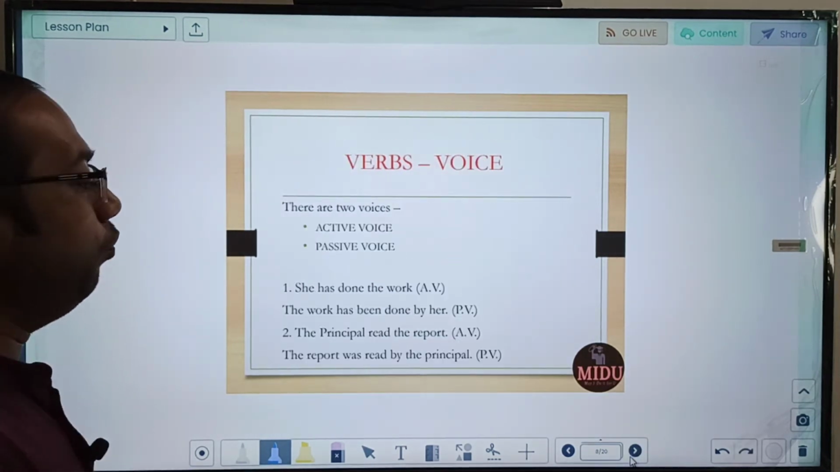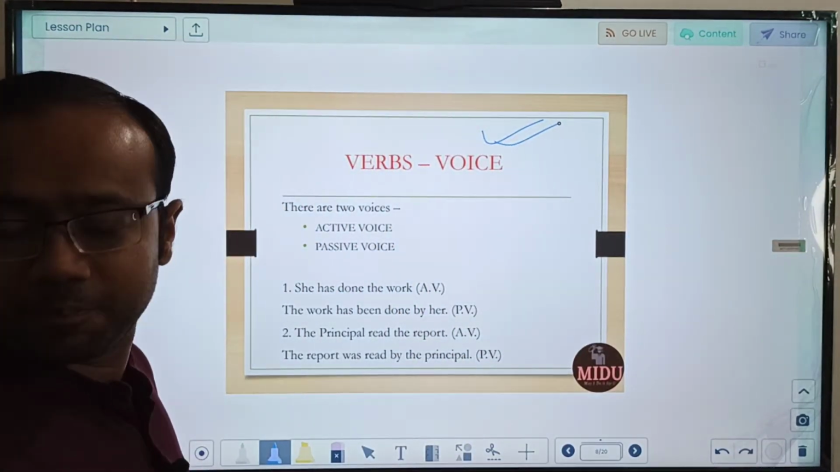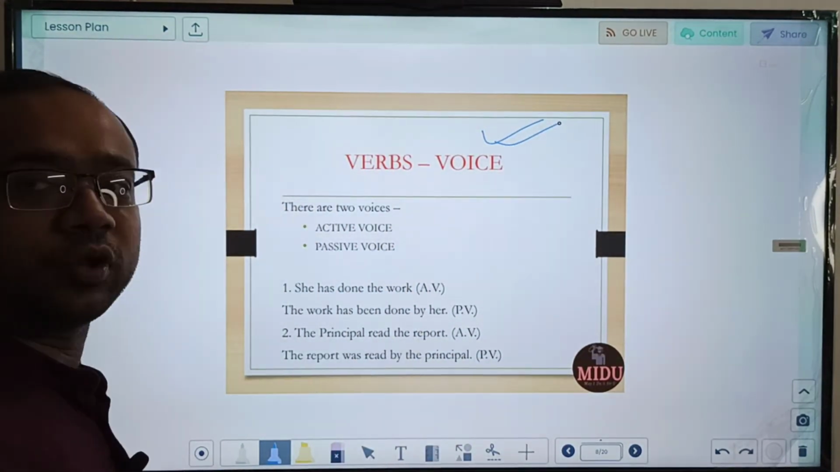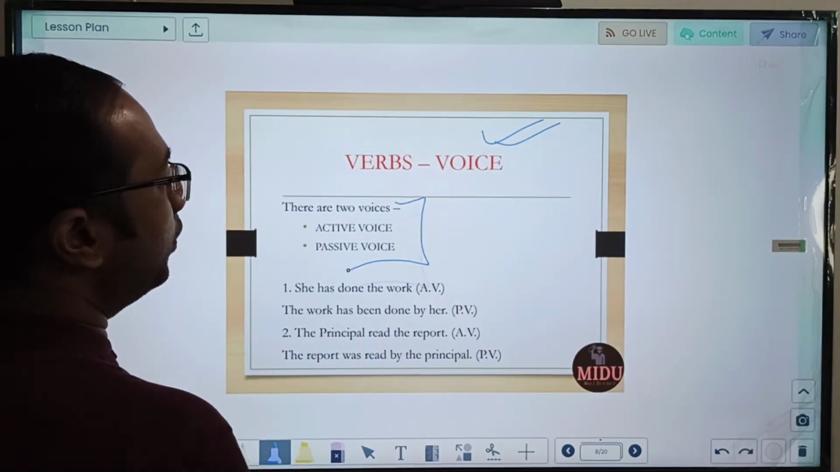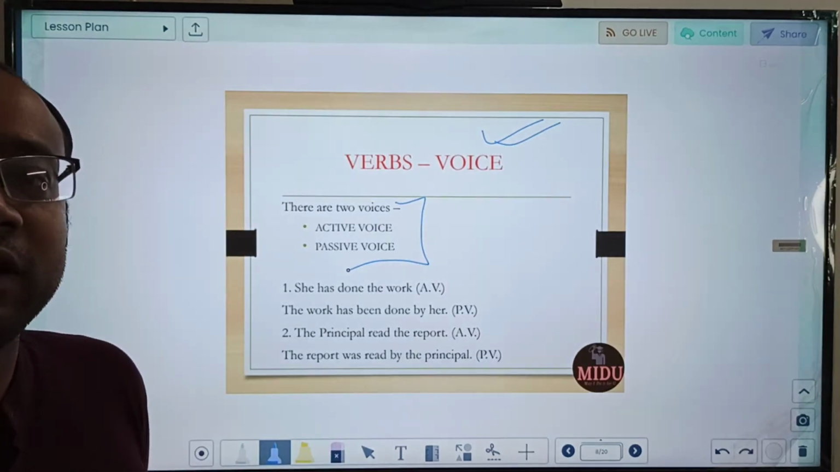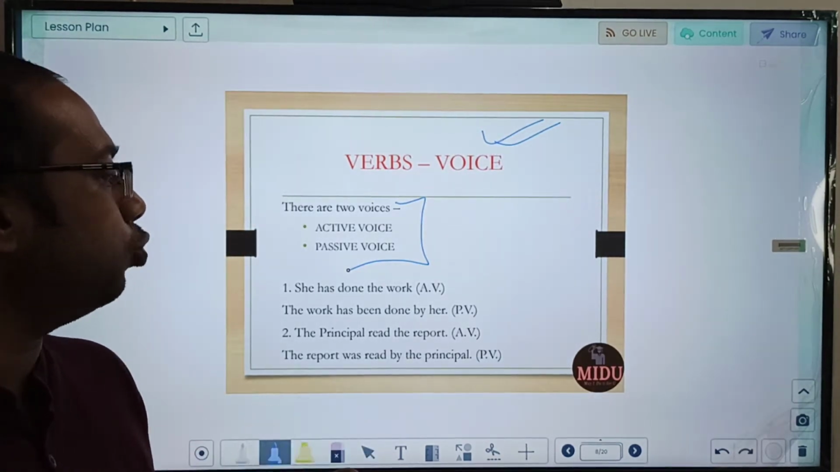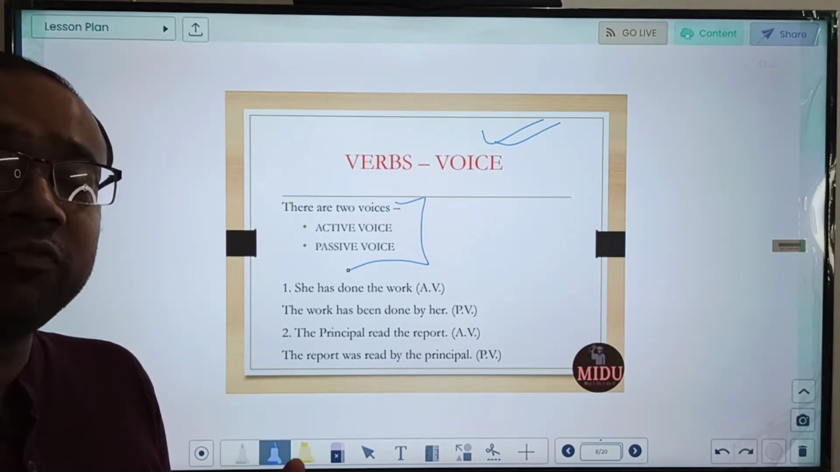Next is about voice. Before going to the rules, we are studying different parts of verbs, different types and other subsections. There can be 2 types of voices, active voice and passive voice. Let me explain this to you. In active voice, the subject who is doing is focused, not the work. In passive, the work is focused.